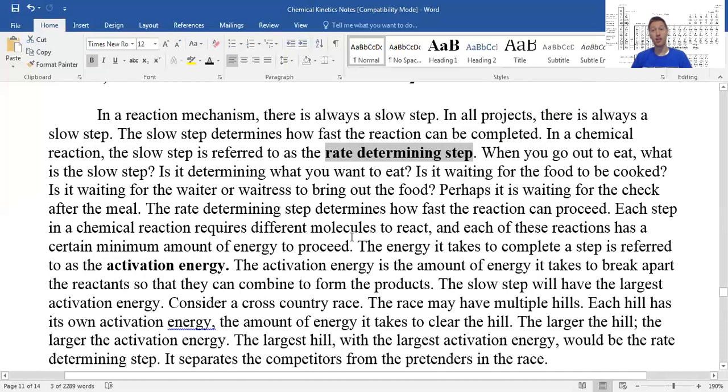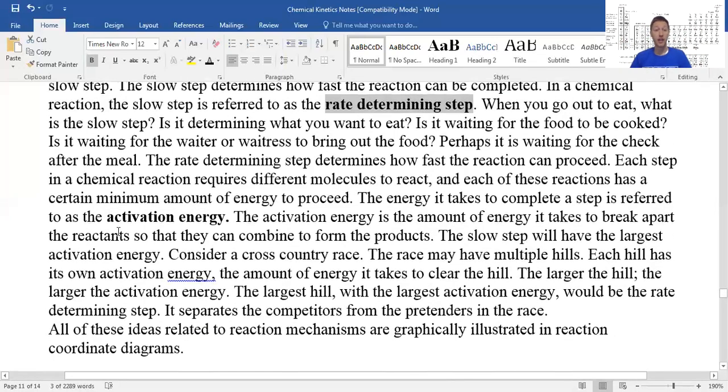So if you get to the cross-country course and you see there's about 5 or 6 hills and the 6th hill is 3 or 4 times higher than the rest and twice as steep, you're looking at the hill and that's going to be the one that dictates who wins this race. Whoever gets up that hill first is going to win. Whoever's able to conquer that hill the fastest wins. It also has the highest activation energy because it's the biggest hill.